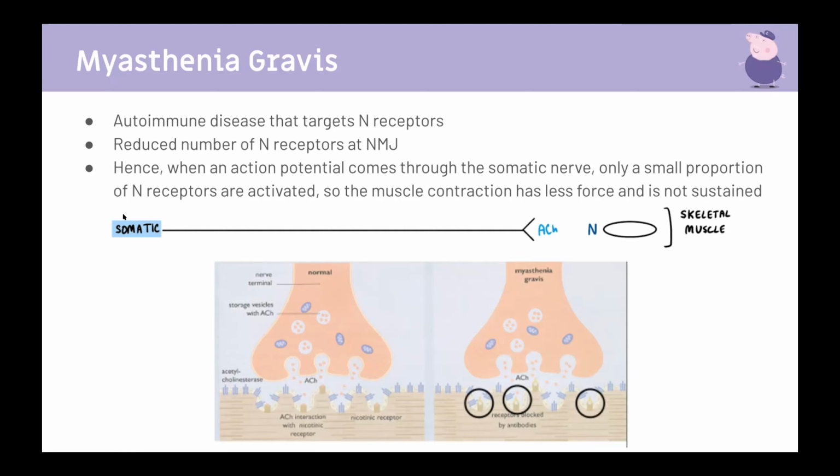Remember, this is still your somatic system, that's why I put this diagram in. It's still targeting your somatic nerves that release acetylcholine and affect your nicotinic receptors, but now you're going to have fewer nicotinic receptors to be activated, because your immune system will be blocking some of them, which is not normal. You shouldn't have your immune system coming in and blocking these.